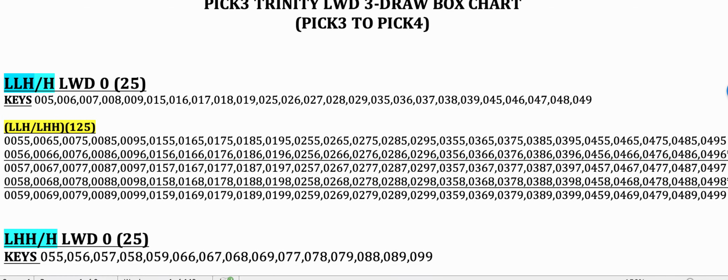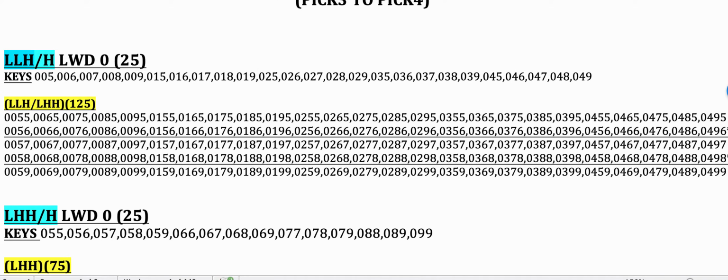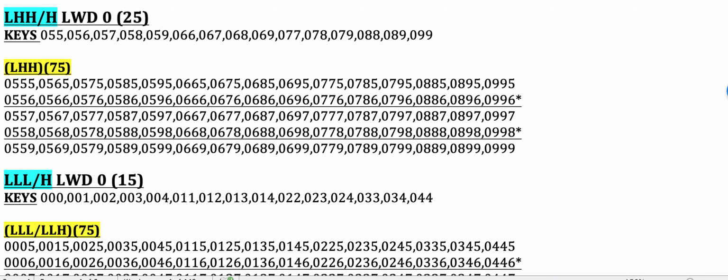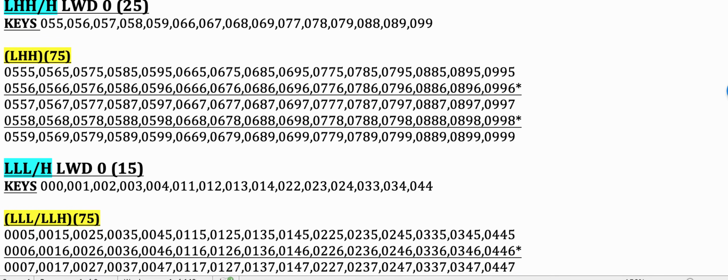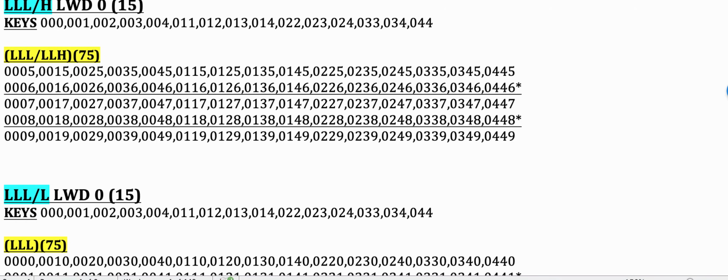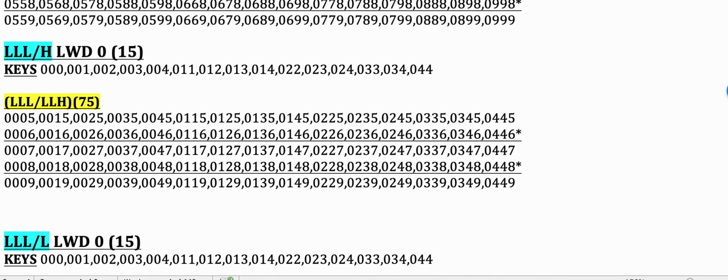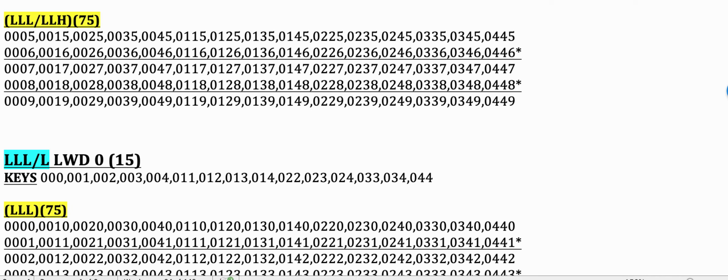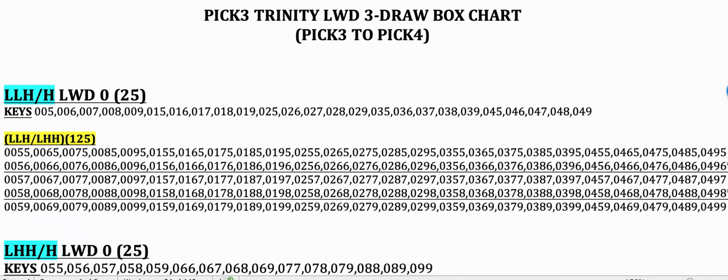And remember, there's only 3 patterns. There's low, low, high, and low, high, high, and low, low, low in Pick 3, right? I added another low, low, low here because when you're converting from Pick 3 to Pick 4, you could have a low, low, low, high, and also a low, low, low, low. So that's how it is organized, very simple.